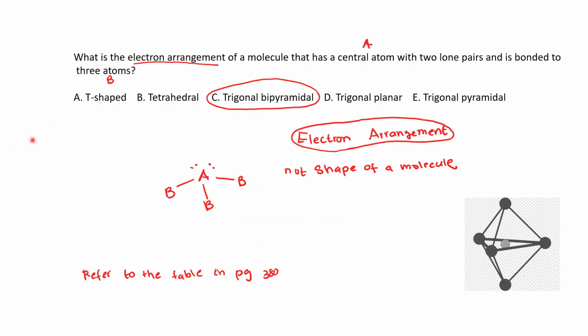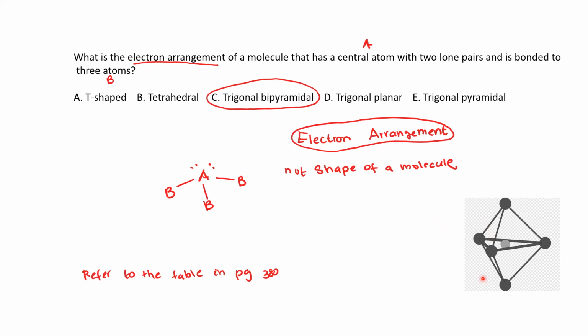What is the electron arrangement of a molecule that has a central atom with 2 lone pairs and is bonded to 3 atoms? Let's take your central atom as A and the other atoms as B. You have 3 of them and you have 2 lone pairs. So remember, the question asks for electron arrangement, not the shape of the molecule. Don't get confused between these two. When you have 5 things around your central atom, your electron arrangement is going to be trigonal bipyramidal.